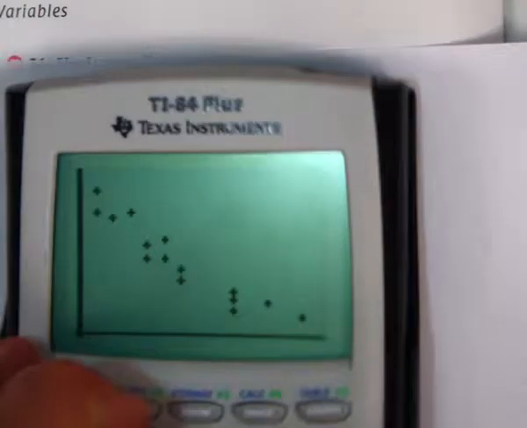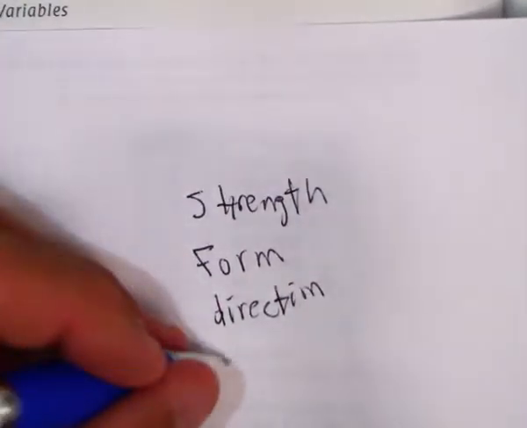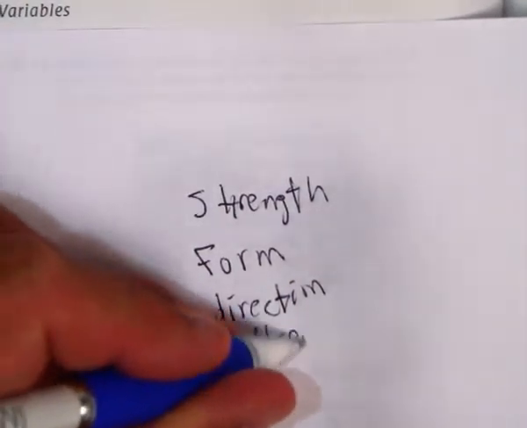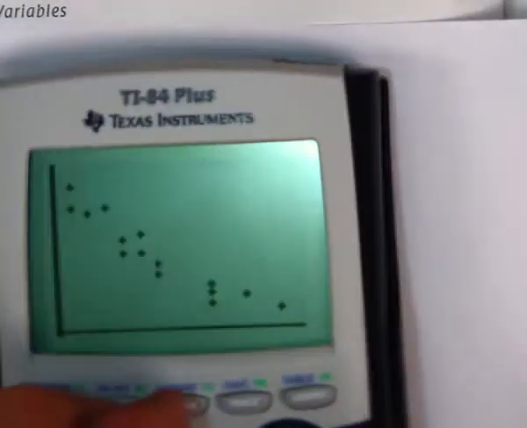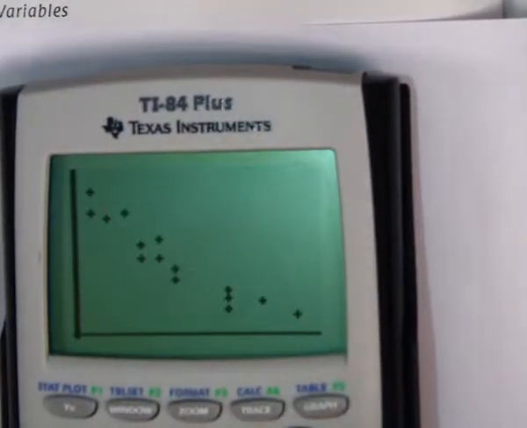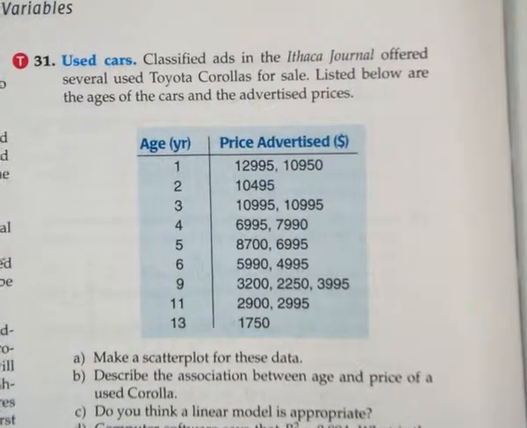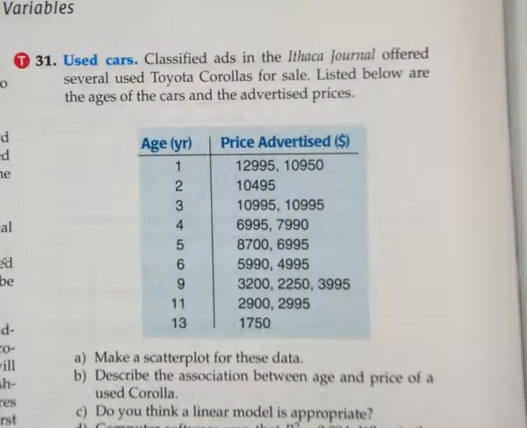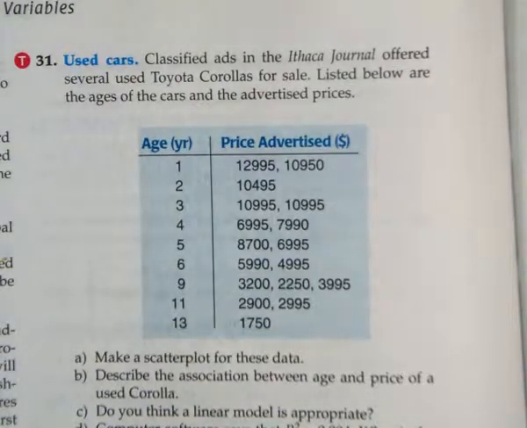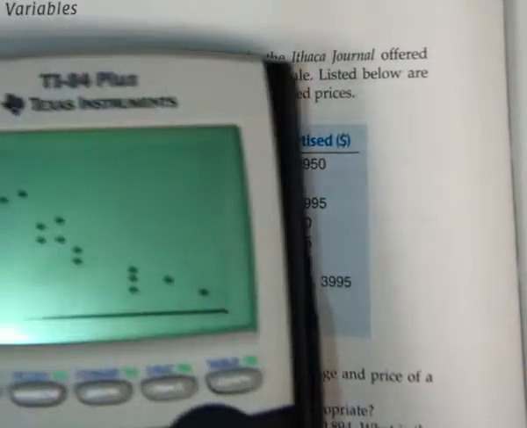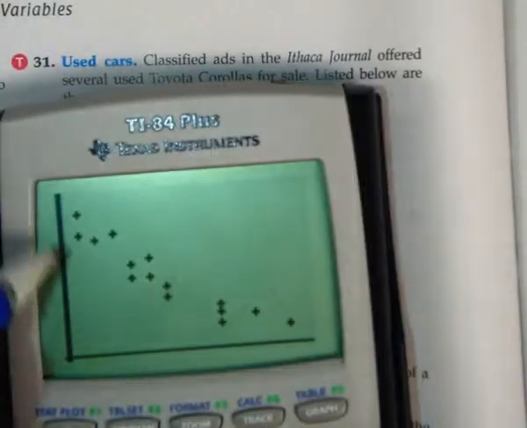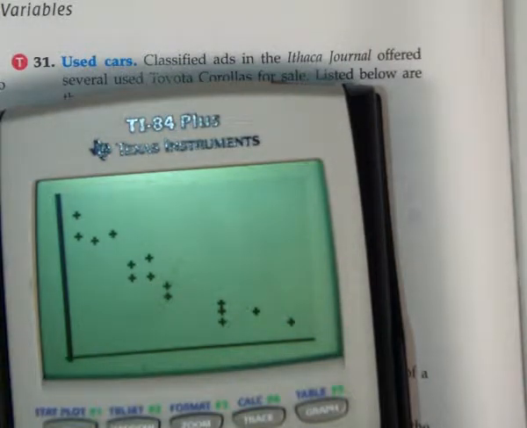Okay, and then outliers. Well, are there any outliers? I really don't see any that don't fit the pattern, so I would say there are no outliers there. And then it says in part C, do you think a linear model is appropriate? So I look at this and I can see a line of best fit going through that. So I say, yeah, it's straight enough to proceed as a linear model.